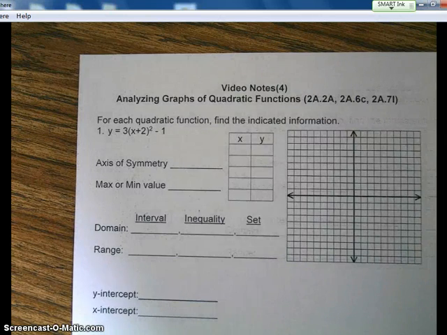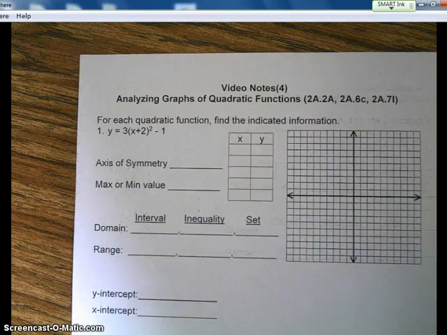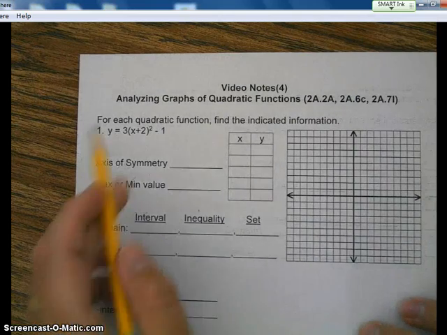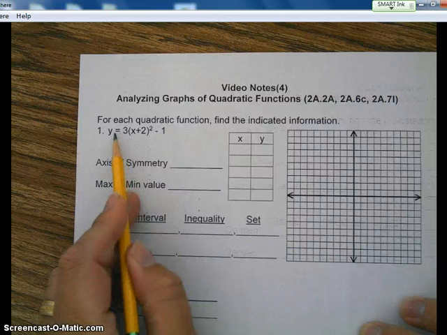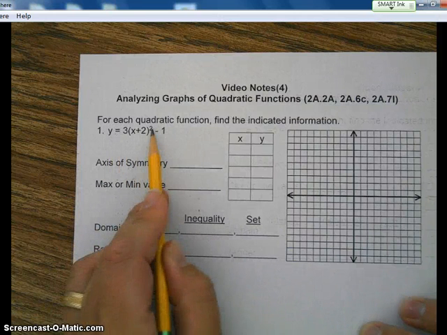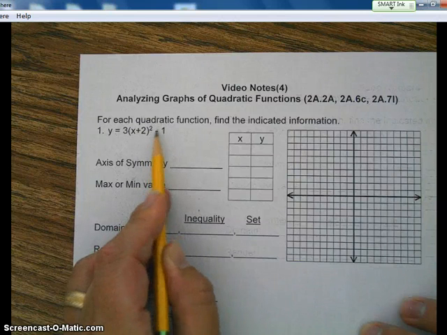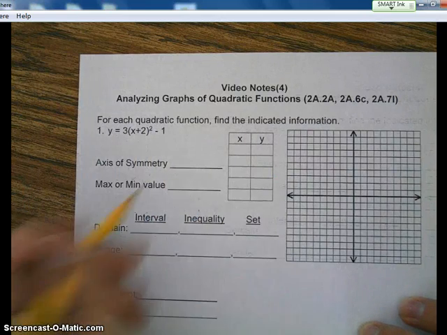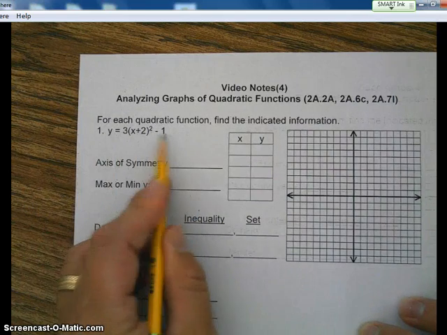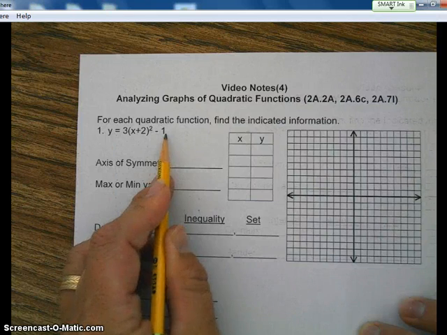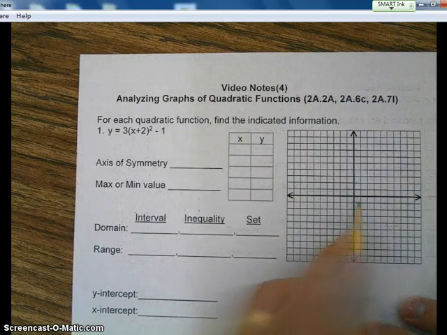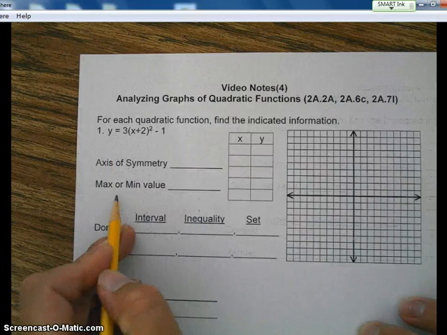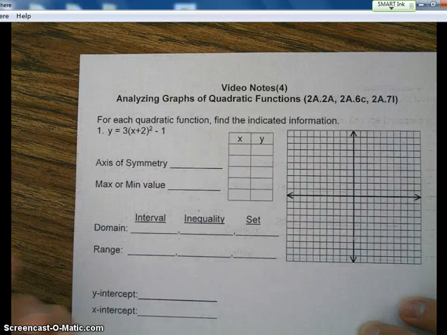Analyzing graphs of quadratic functions. So here is our quadratic function. Remember, you can tell that it's quadratic because the power is 2, or the degree of the polynomial is 2. It says for each quadratic function, find the indicated information. So starting off with this, we're going to be looking for the table, the graph, the axis of symmetry, the max or min value.